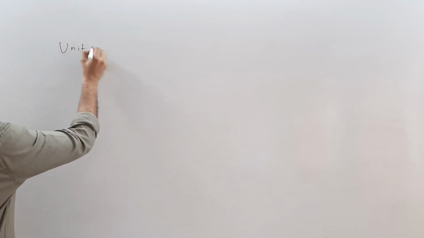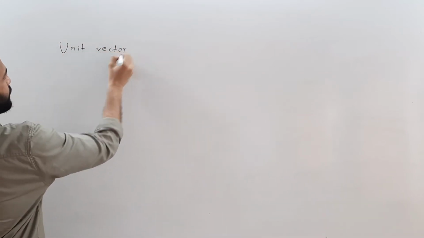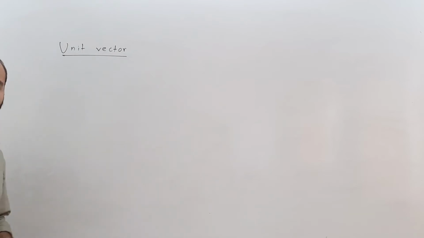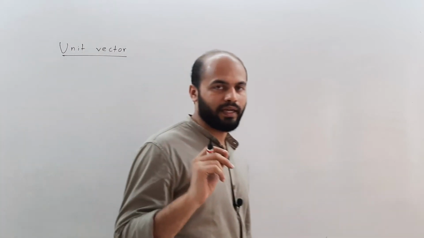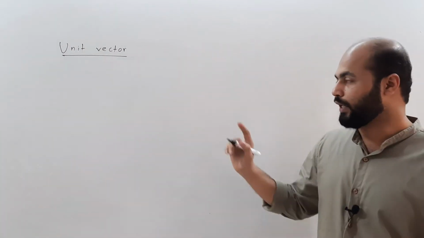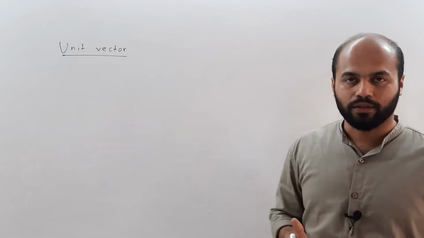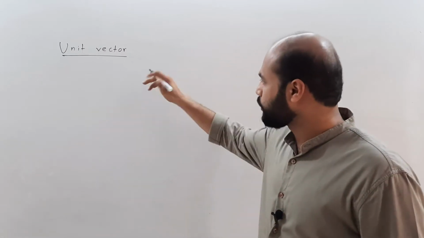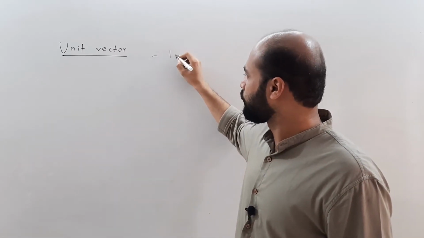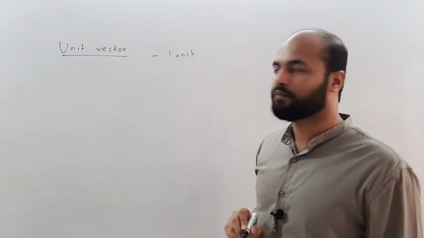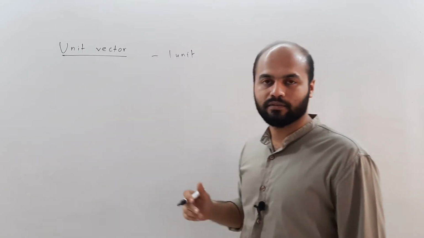The next thing that we are going to talk about today is about unit vector. The name itself tells you that one has to come into this concept because it is unit. Now when we talk about vector, vector is something that has magnitude and direction. So the magnitude of this vector is going to be 1 unit and its direction can be anything.